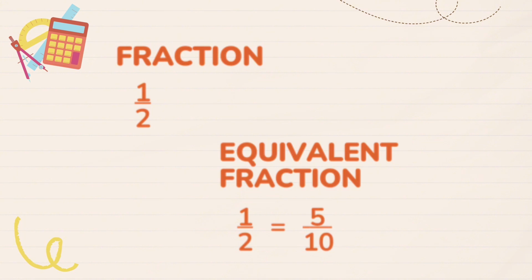These fractions are equivalent because even though they have different top and bottom numbers, they have the same value. 1 is half of 2 and 5 is half of 10. So they represent the same amount.